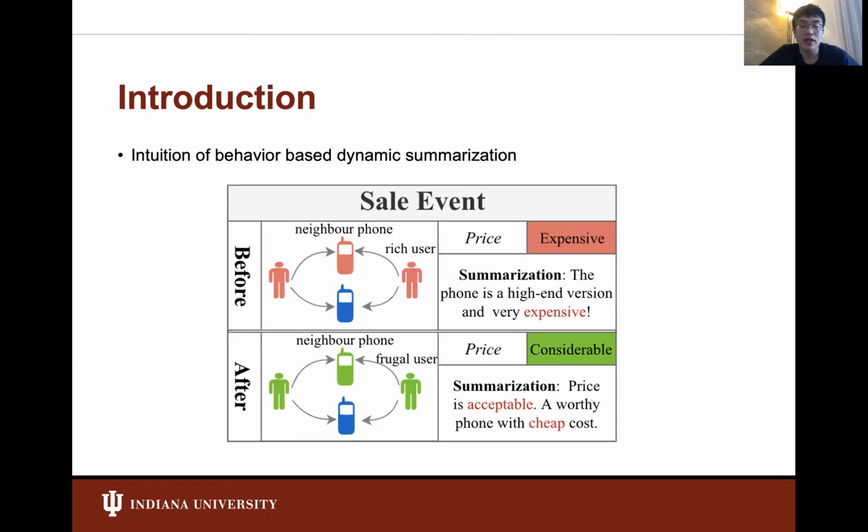Let's use the following toy example to see the intuition of behavior-based dynamic summarization. Before a sales event, the users who browse the expensive red phones will also browse the blue phones. So the blue phone's summarization will be more like a high-end expensive phone. However, after the sales event, the users who browsed the cheaper green phones will also check out the blue phone. So the blue phone's summarization will change to a cheaper, acceptable phone.